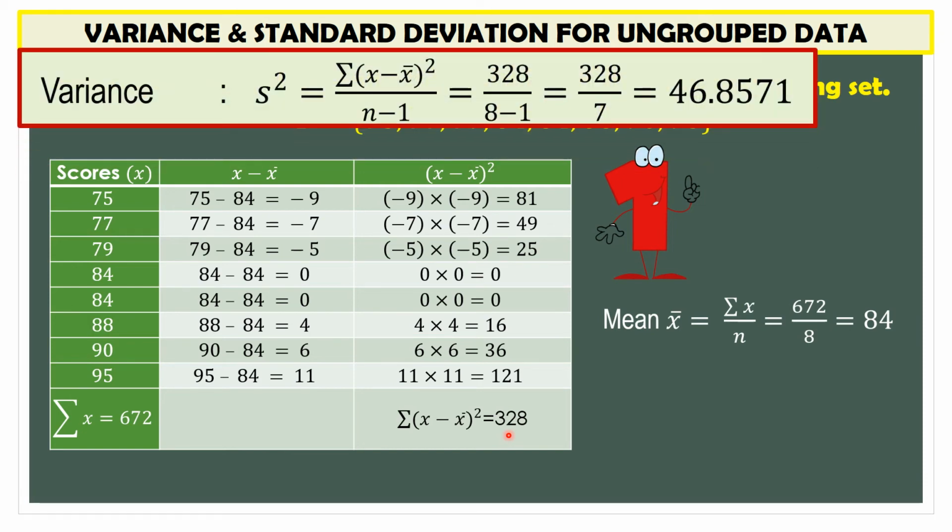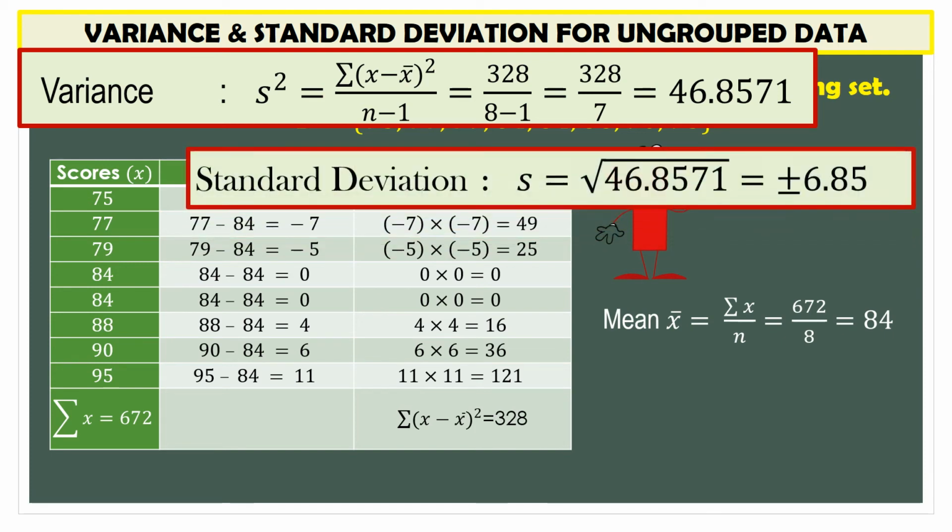So, for the variance, we have 328 over 8 minus 1. Then 8 minus 1 is 7. 328 divided by 7 is 46.8571. Now, for the standard deviation, we are going to get its square root, or extract the square root from the variance. So, the square root of 46.8571 is plus or minus 6.85.